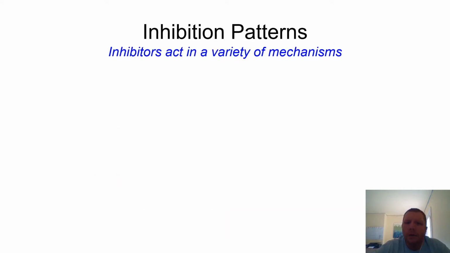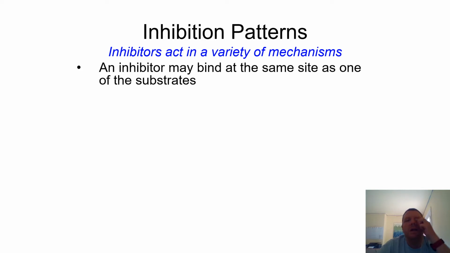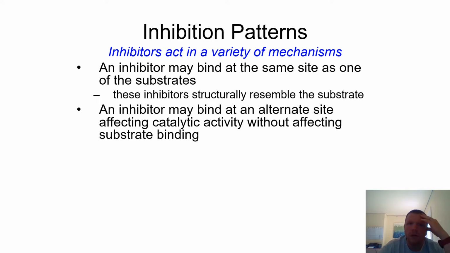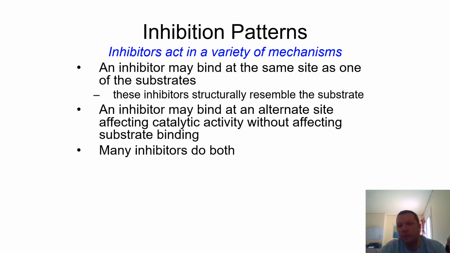So inhibitors act in a number of different mechanisms, and this is the most visual component of this material because you have graphs that you can directly associate with it. Now, an inhibitor may bind at the same site as one of the substrates. These inhibitors structurally resemble those substrates. An inhibitor may bind at an alternate site, affecting the catalytic activity without affecting substrate binding. But there are many inhibitors that actually do both.